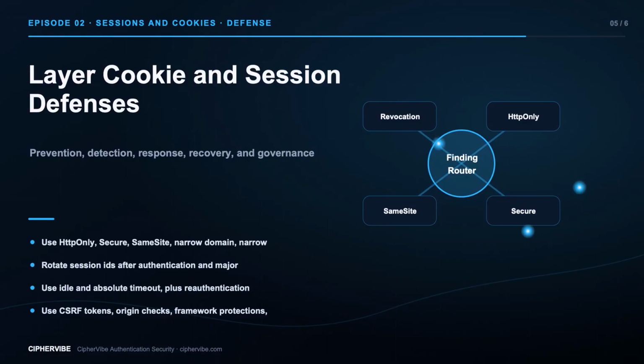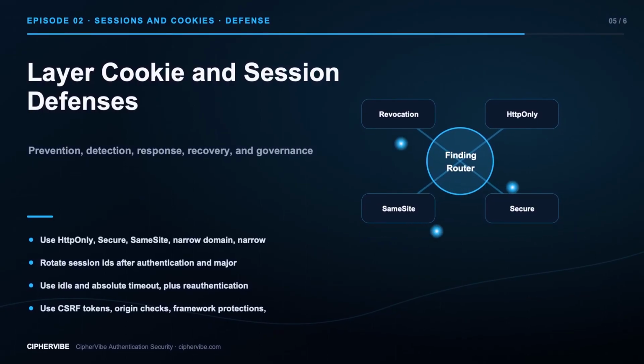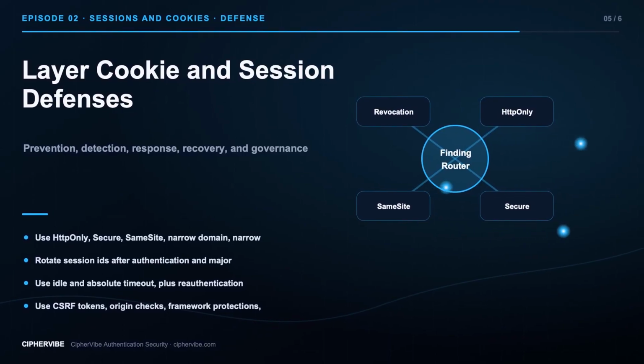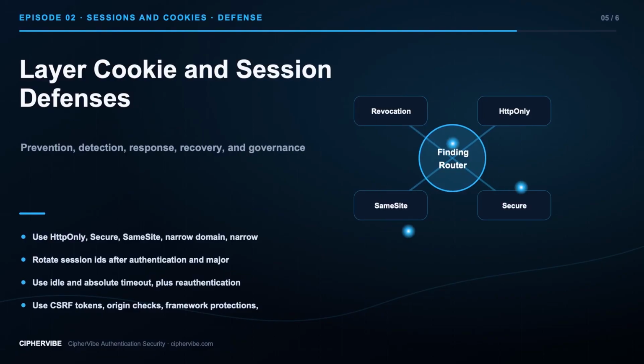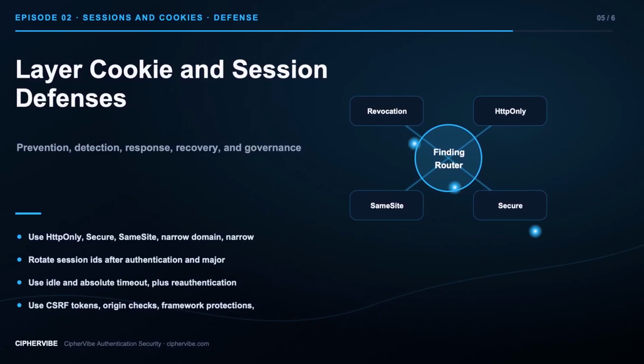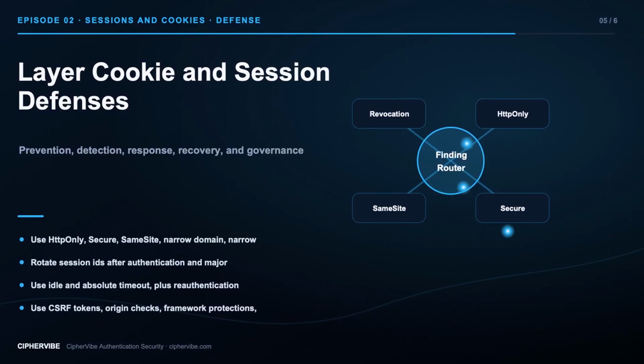Third, use idle and absolute timeout, plus re-authentication for sensitive actions and risky context changes. Fourth, use CSRF tokens, origin checks, framework protections, and same-site configuration for state-changing browser requests. Fifth, build reliable logout and emergency revocation that reaches the session store, refresh credentials, and edge caches.